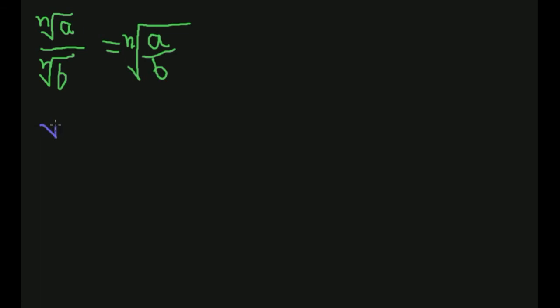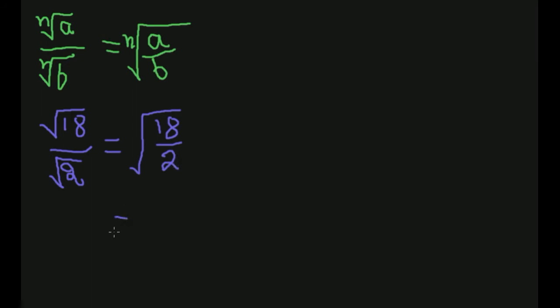Square root of 18 by square root of 2. Why is this question related to this property? Because this is a division and the index is the same. There is no value of index, it means it is equal to 2. So both are the same, this is square root. So we can write this as square root of 18 by 2.